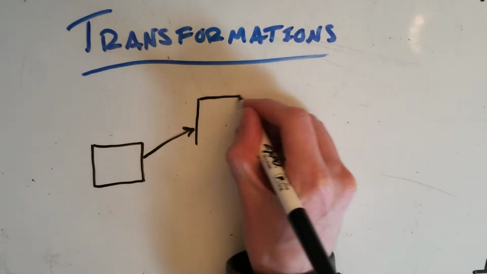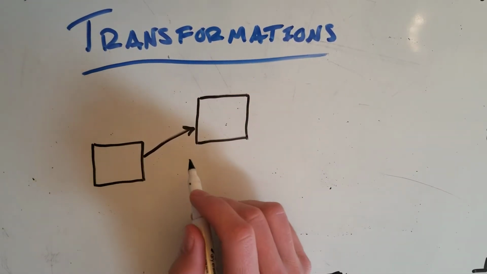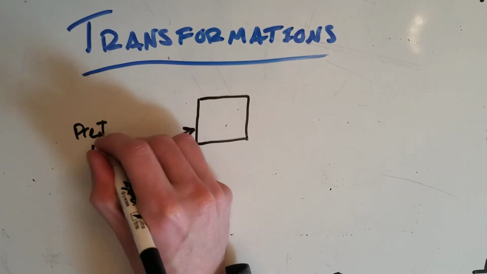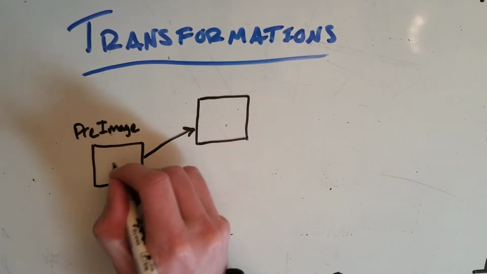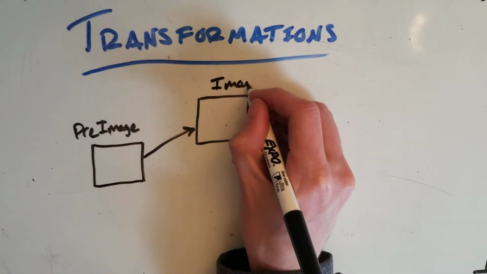And we'll learn about this today. So we're not going to change anything besides the position of it. You have what you call the pre-image, which is where you started. It's your original. So this would be your pre-image, and then we moved over here. That's going to be the final image, which we just call the image.